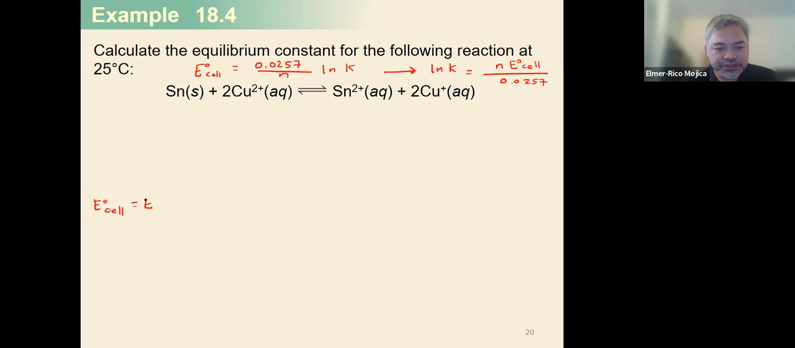So we will consistently make use of cathode minus anode. And what I'm going to give you here is just the reduction potential of tin 2 plus and tin, and the reduction potential of copper 2 plus and copper plus. Now, the question is which one is oxidized and which one is reduced in the given reaction?